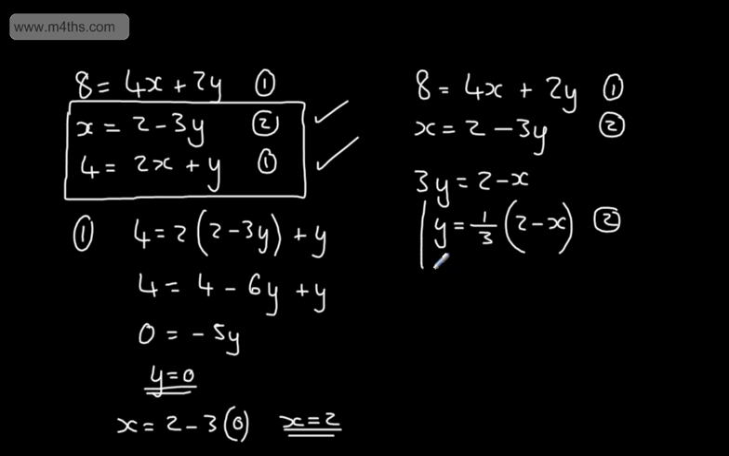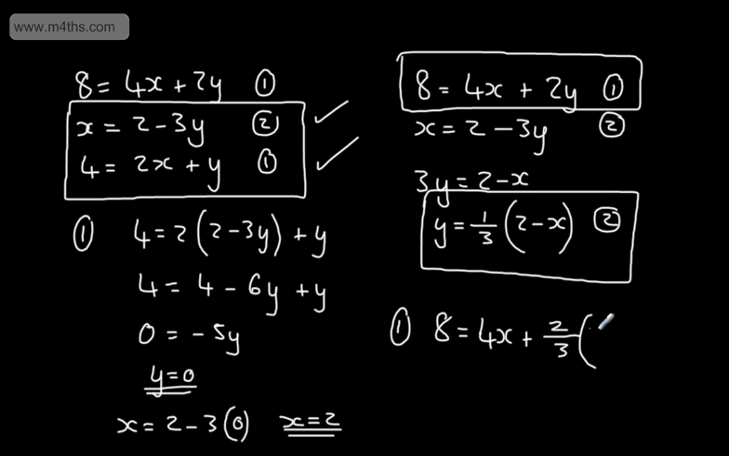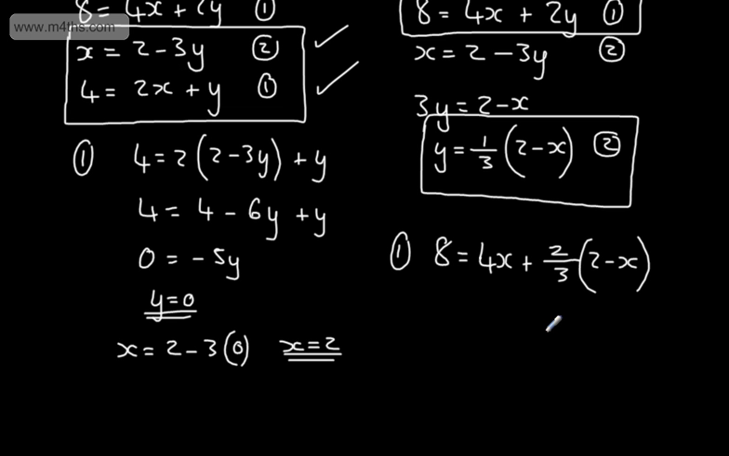So what I'm trying to do here is show that whichever way around you go, however messy it is, it's going to come up with the same thing. What I'm now going to do is substitute that in just here. So I'm going to say in equation 1, 8 is equal to 4x plus 2y. Well, this is y, so that's going to give me 2/3 of 2 minus x. At this stage, I'm just simply going to multiply the equation by 3. So we've got 24 is equal to 12x plus, expanding the brackets, 4 minus 2x.